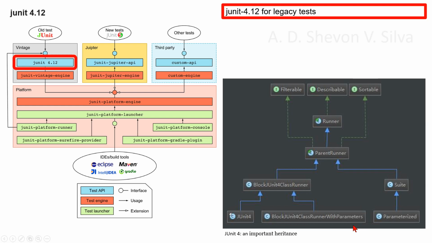The class BlockJUnit4ClassRunnerWithParameters in org.junit.runners.parameterized is a BlockJUnit4ClassRunner with parameters support. Parameters can be injected via the constructor or annotated fields.